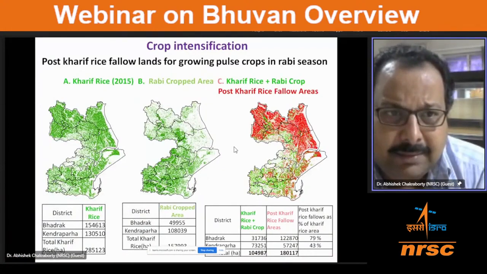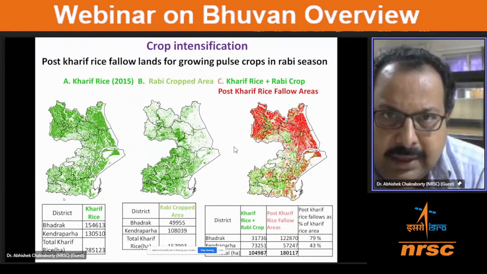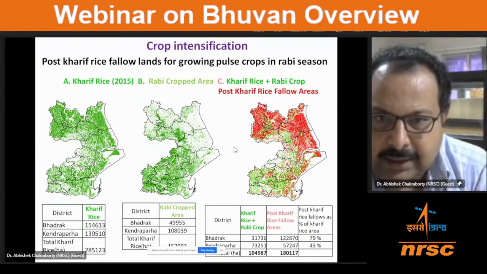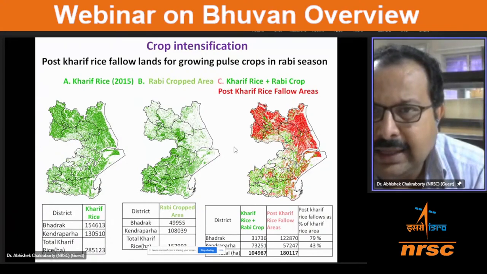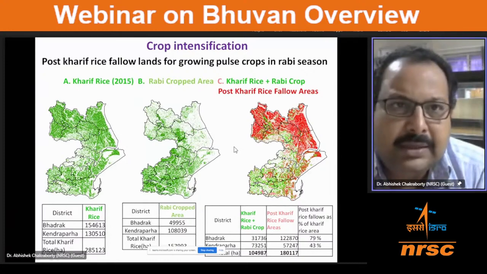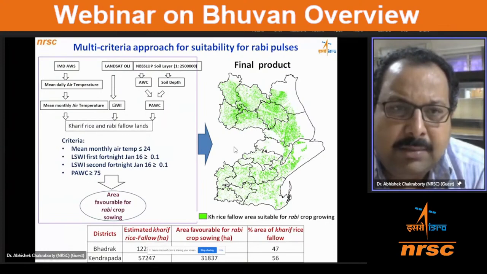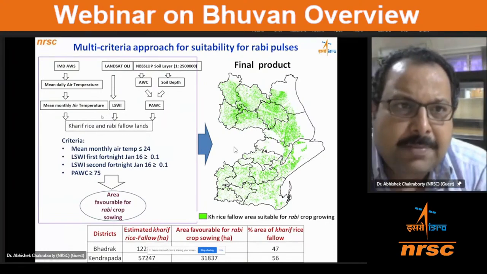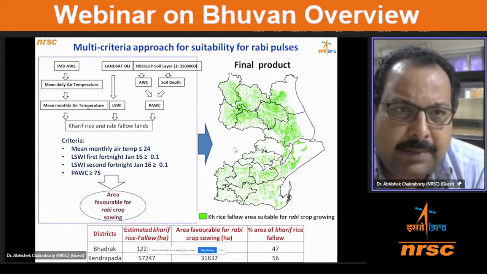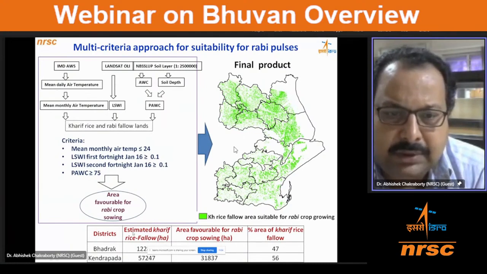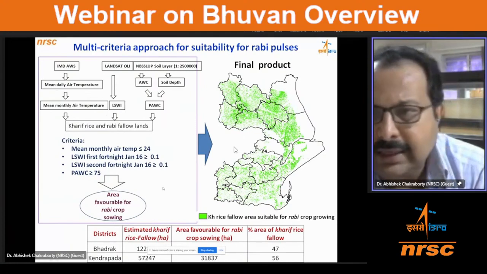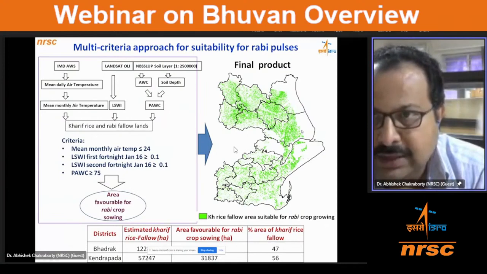So for that purpose, they have basically mapped the Kharif rice area and Rabi cropped area. The rest of the area, the red, is basically the post-Kharif rice fallow area. In this area, based on other parameters like soil parameters, the water holding capacity, the depth of the soil, the moisture in the soil, and the daily mean temperature and other weather parameters, they come up with an area favorable for a second crop in the Rabi season in the post-Kharif fallow.